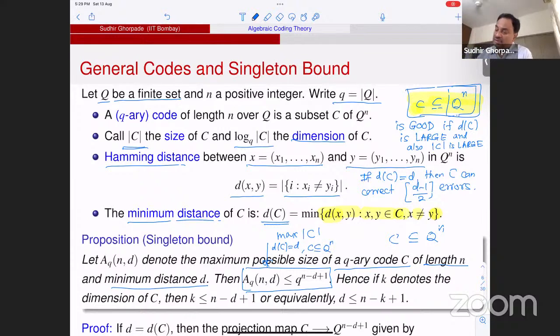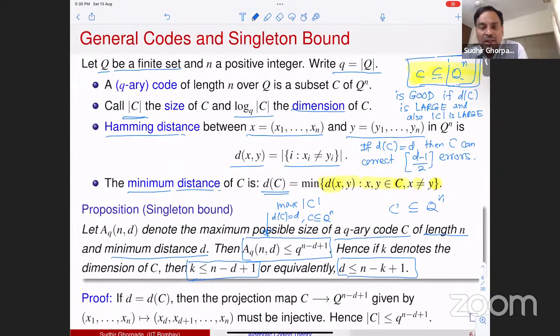So if k were to denote the dimension of C, remember that's log to the base q of the cardinality of C, then this power of q will go away. You take log on both sides. You will get k less than or equal to n minus d plus 1. Or you can put it another way: d is less than or equal to n minus k plus 1. So that's called the Singleton bound. And they say that every lecture should contain at least one proof. I may have more than one proof, because otherwise there is no fun. So this is just a one-line proof of this result, which will help you understand this.